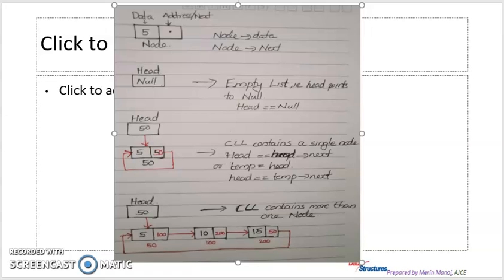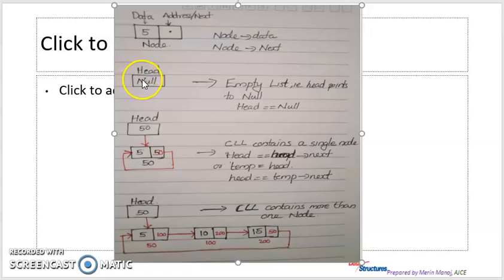Dear students, here is the node's basic structure. A node will have two parts. One is the data part and the other is the next part or the address part. And normally a head pointer will be there that will point to the first node in the circular linked list.